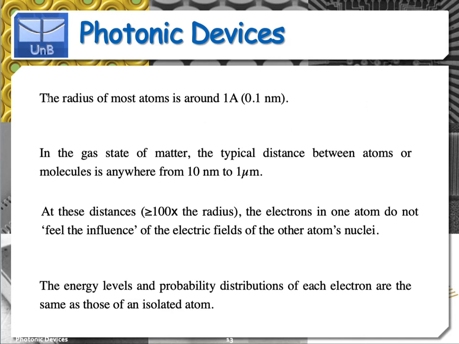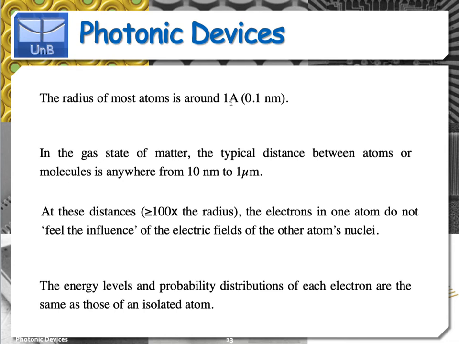So let's see, the radius of most atoms is around 1 angstrom. 1 angstrom is 0.1 nanometers. If you take a guess, in the gas state, the typical distance between atoms or molecules of the gas is anywhere from 10 nanometers to 1 micrometer. So this is 100 to 10,000 times the radius of the atom. So the distance between atoms is 100 times larger than or more than the radius of the atom.